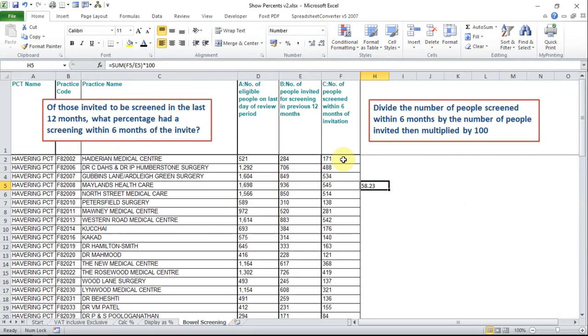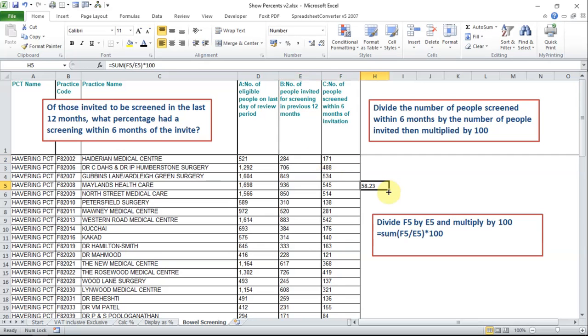Let's look at how this works in the real world. Here are some figures for the number of people who have been invited for bowel screening within a particular London borough, Havering. To see what percentage of those invited to screening actually attended within 6 months of the invite, and we're going to sort it by GP practice. So what we have to do is divide the number of people screened by the number of people invited and then multiply that by 100. In Excel, the formula for this would be, in this instance, equals sum, open bracket, 5 divided by E5 multiplied by 100.